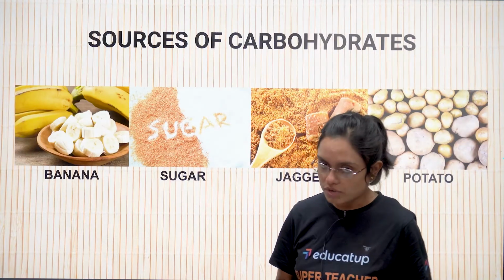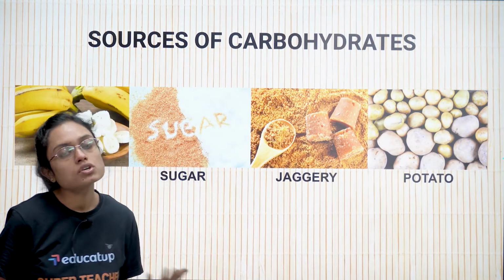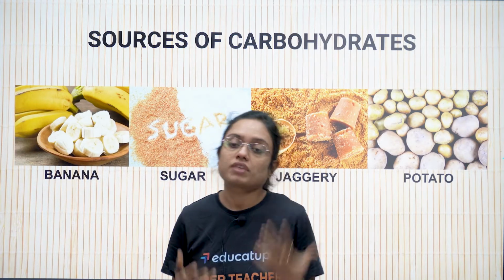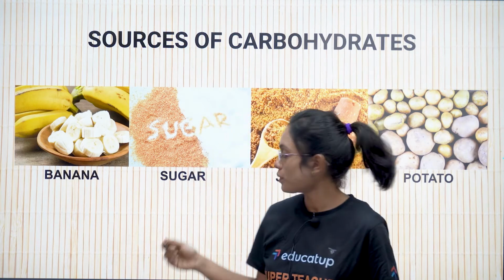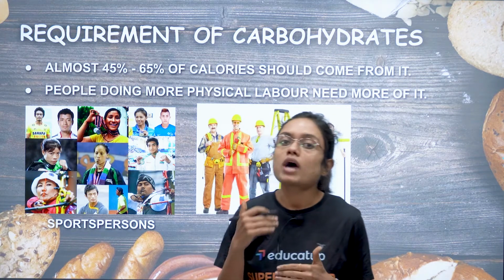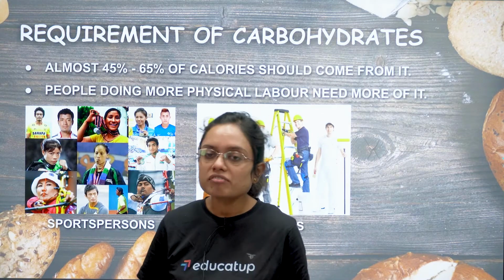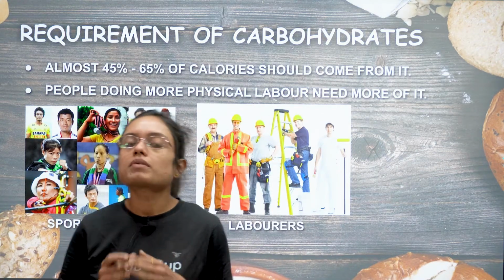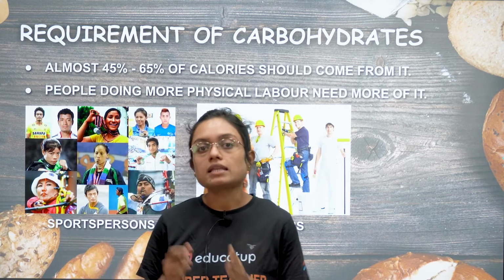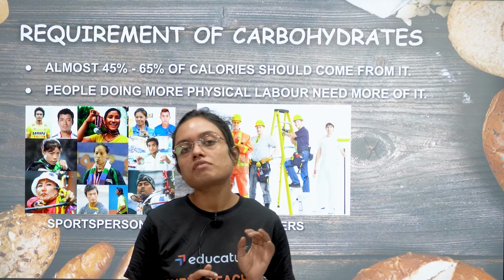What are the major sources of carbohydrates? So we have banana, sugar, jaggery, potato, all are very good sources of carbohydrate. And other than this, you have even rice, which is a very good source of carbohydrate, wheat. Now, requirement of carbohydrates, that means how much carbohydrate should be consumed in a day. Almost 45% to 65% of calories should come from carbohydrates. For example, if in a day you are consuming 100 calories, then out of those 100 calories, 45 to 65 calories should be from the source of carbohydrates.